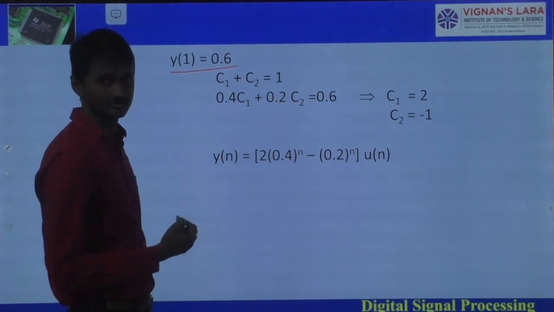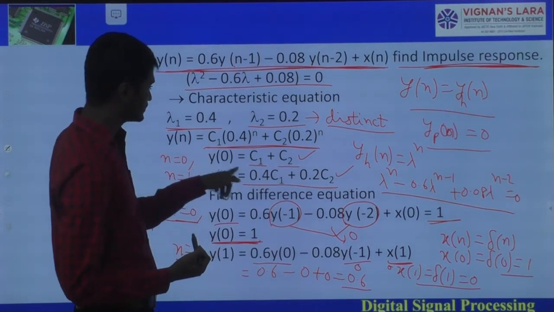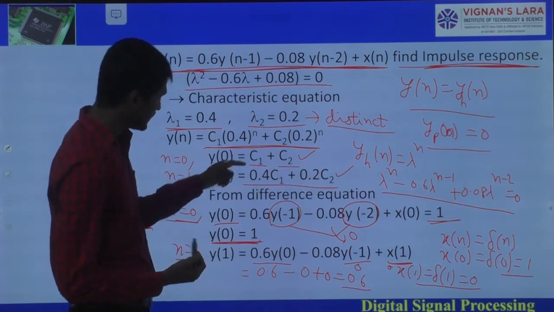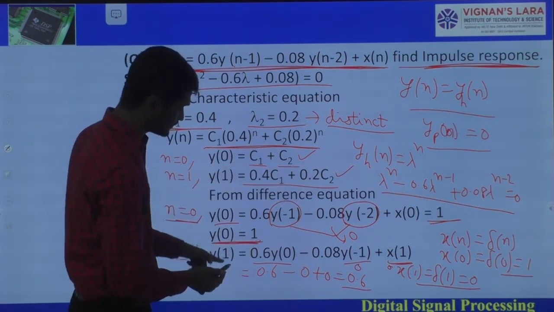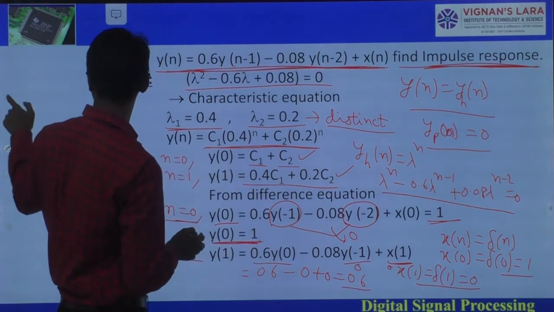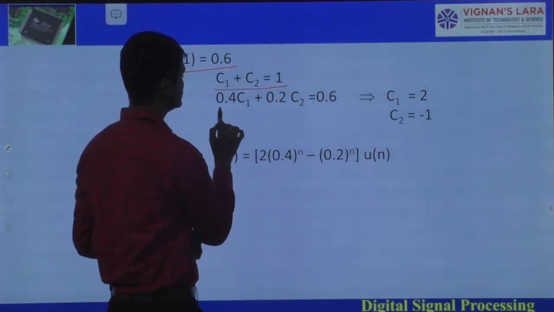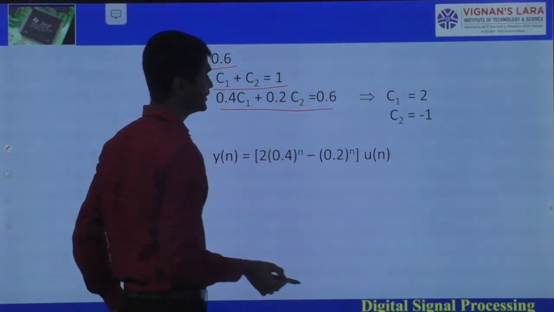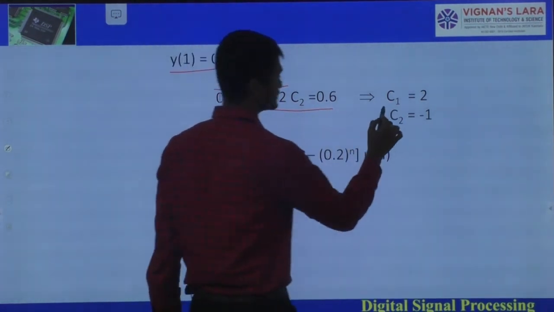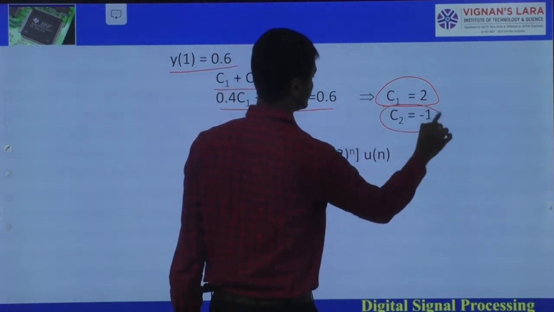Now we have to solve this, because C1 plus C2 is equal to y of 0 and 0.4 C1 plus 0.2 C2 is equal to y of 1. Already we got these values, y of 0 equals 1 and y of 1 equals 0.6. We substitute these values in these equations. Then C1 plus C2 equals 1 and 0.4 C1 plus 0.2 C2 equals 0.6. By solving these, you get C1 equals 2, C2 equals minus 1.